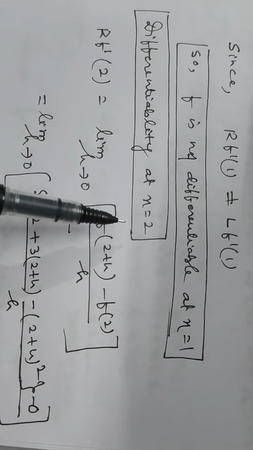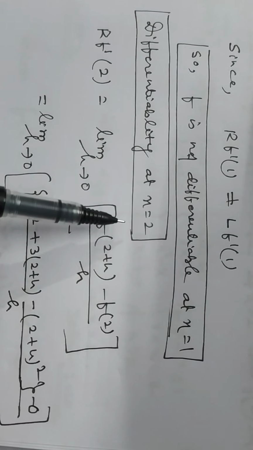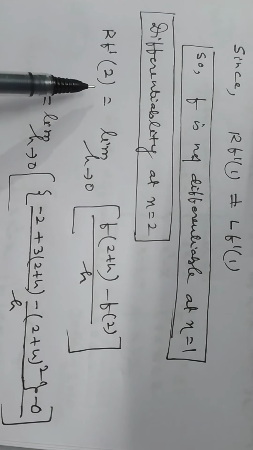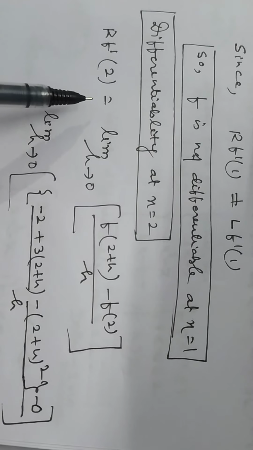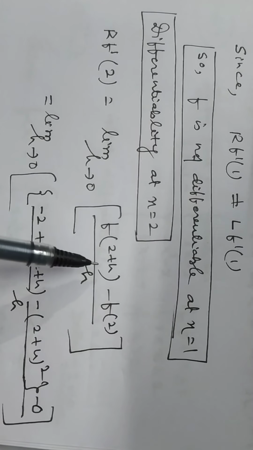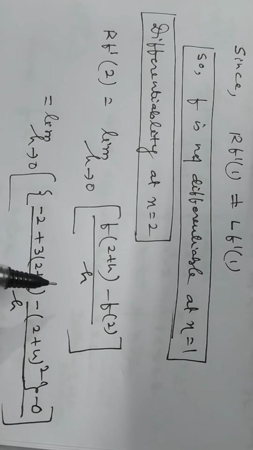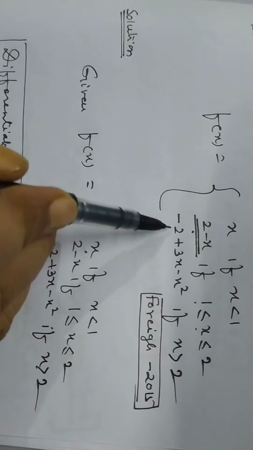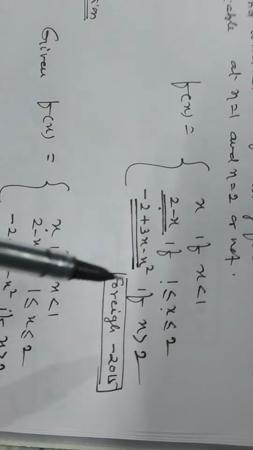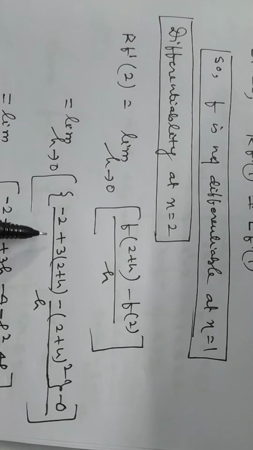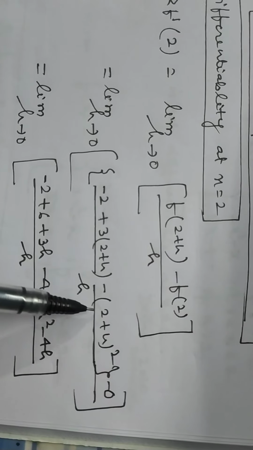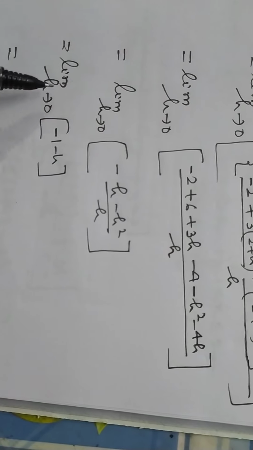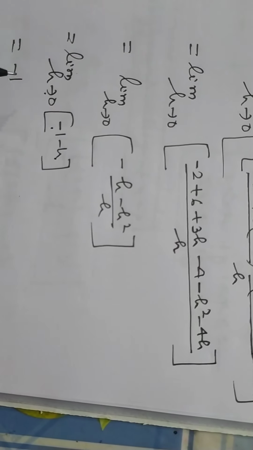Now we want to discuss the differentiability of the function at x = 2. So for the right hand side derivative at x = 2, (f(2 + h) - f(2))/h, and the value of the function when x > 2 is this branch, -2 + 3x - x². So we put this value: (-2 + 3(2 + h) - (2 + h)² - 0)/h. And after solving, we get the result, limit h tends to 0, (-1 - h), that is equal to -1.